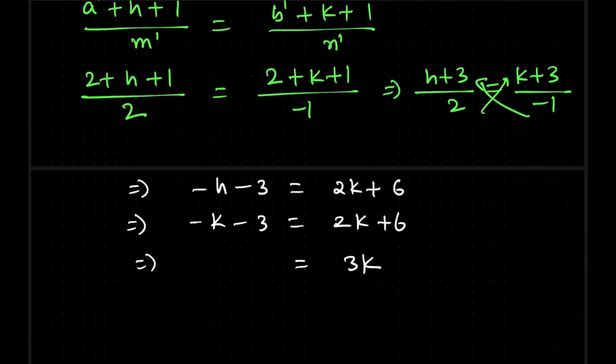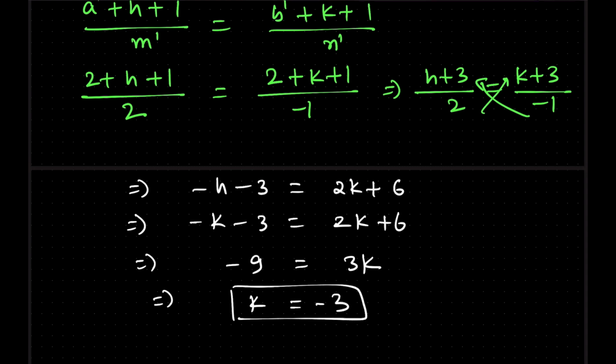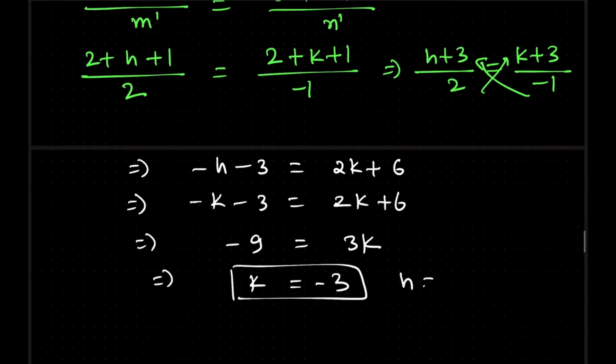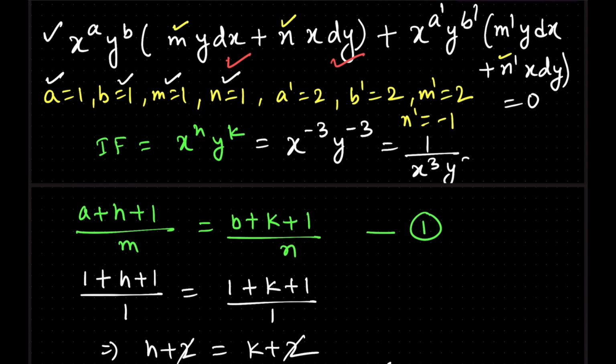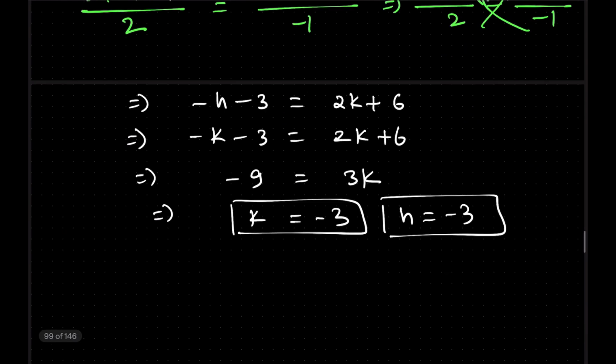So bringing the k term on the one side, here you will get 3k, and on this side you will get minus 9. So k you got minus 3. And since k and h is equal, so h will also be equal to minus 3. So what will be our integrating factor? So our integrating factor will be x to the power of minus 3 and y to the power of minus 3. So it will be x to the power of this.